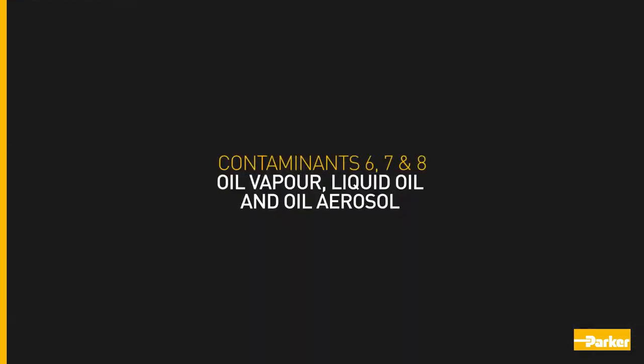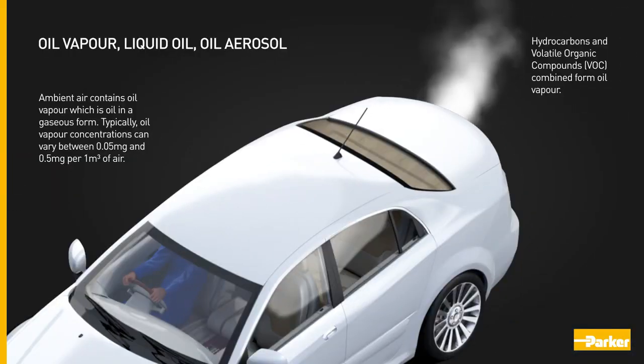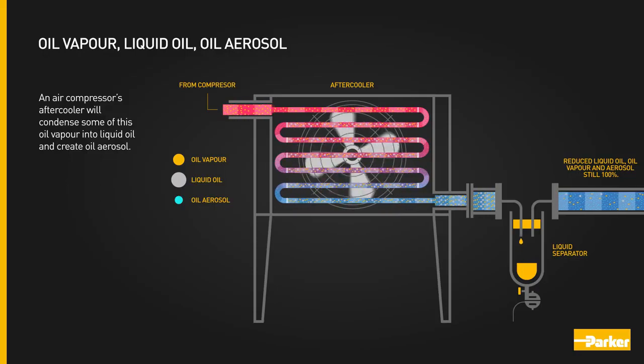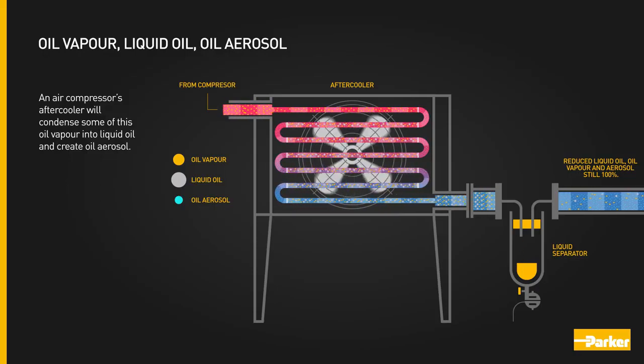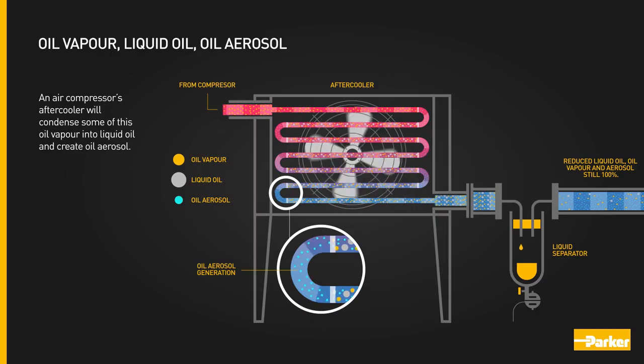Contaminants 6, 7 and 8, oil vapour, liquid oil and oil aerosol. Ambient air contains oil vapour, which is oil in a gaseous form. Typically, oil vapour concentrations can vary between 0.05 milligrams and 0.5 milligrams per cubic metre of air. An air compressor's aftercooler will condense some of this oil vapour into liquid oil and create oil aerosol.